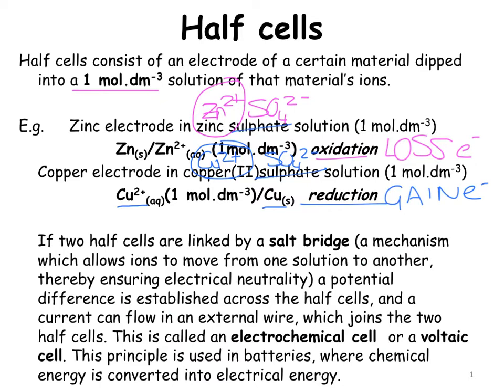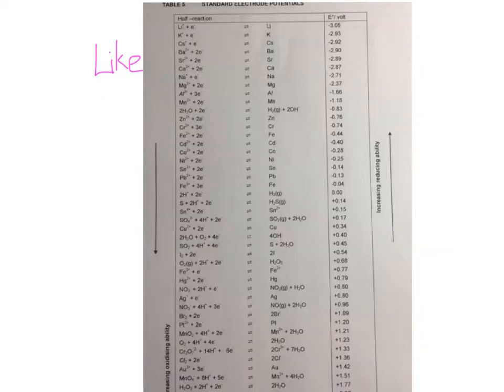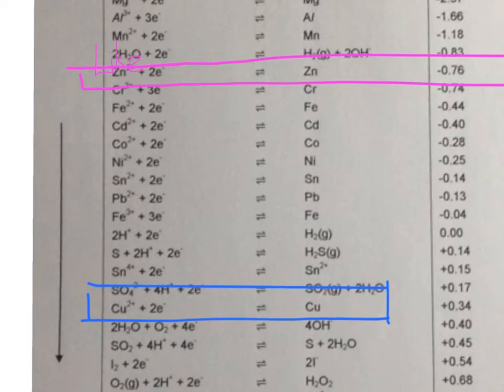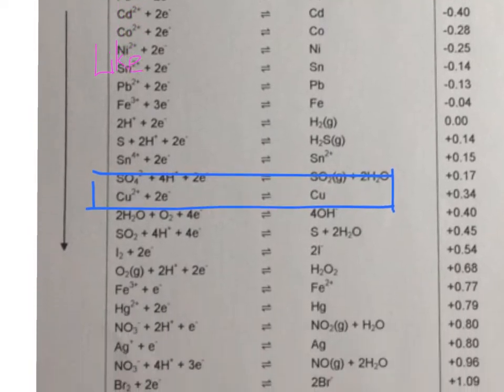Now let's look at how we get this loss and gain of electrons, who's who in the zoo. So what we're going to do is take a look at where we find copper and where we find zinc on this table. And over here I find the zinc. And over here I find the copper to copper 2 plus. Over there.